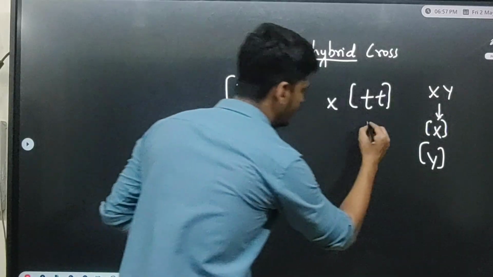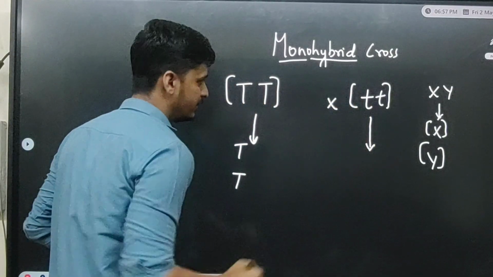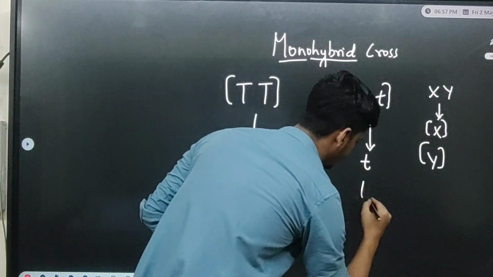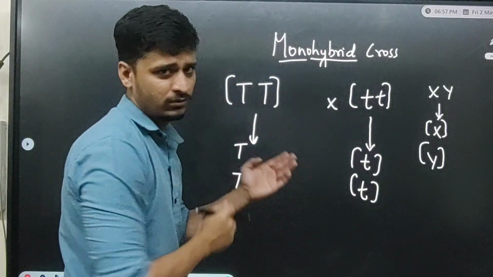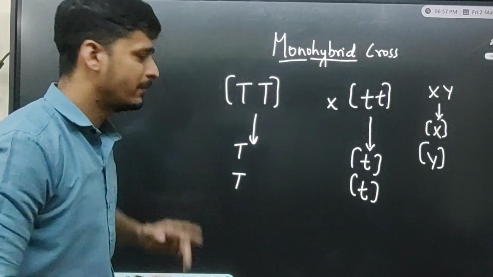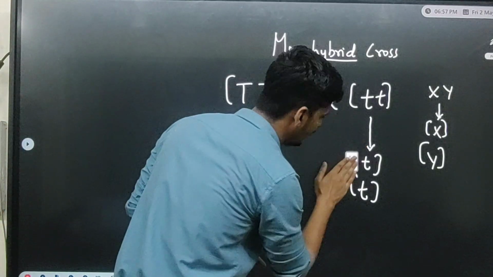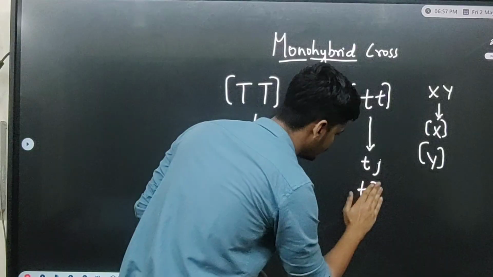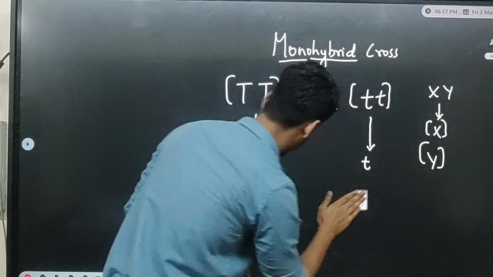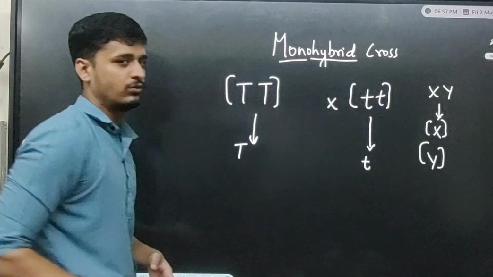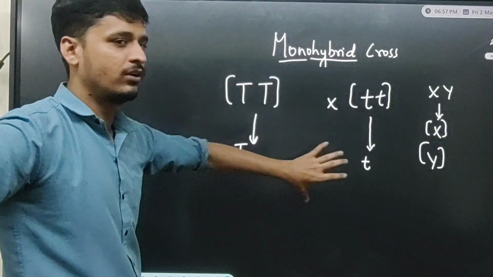Okay, here these two will produce small t gametes. But these two gametes are similar, so we'll take only one gamete into consideration, right? Because these two are similar kinds of gametes, small t and small t. So here Mendel, उन्होंने एक ही टाइप का गैमेट लिया, कैपिटल टी और स्मॉल टी.